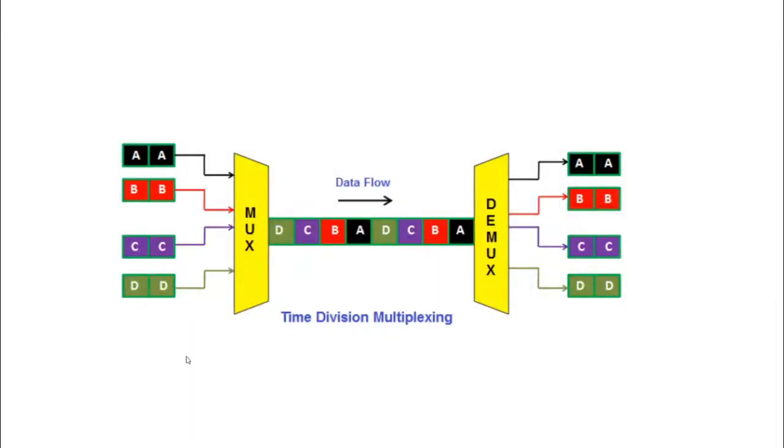Hi all. Today let us discuss time division multiplexing. Before that, we'll understand what multiplexing is. Multiplexing is a technique where multiple data streams are transmitted onto a single channel. Here, there are two types: one is time division multiplexing and the other is frequency division multiplexing. In today's lecture, we'll try to understand TDM.